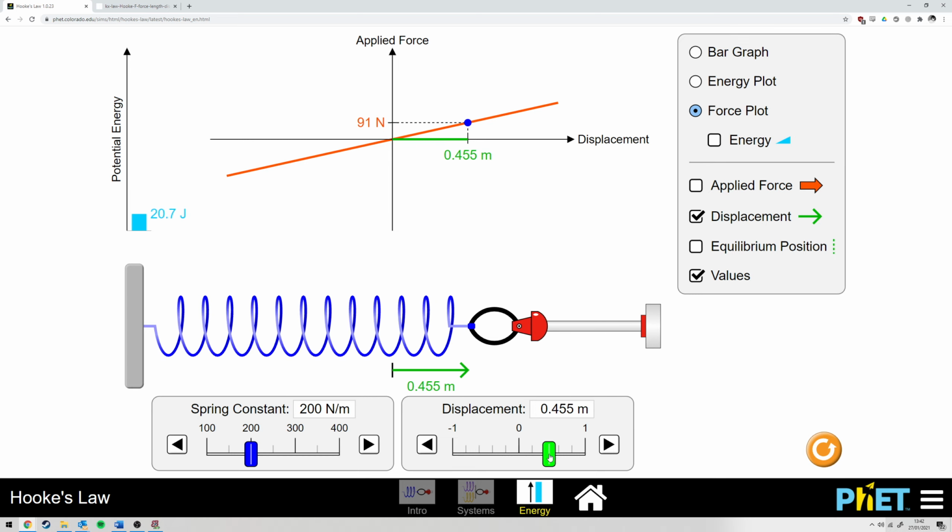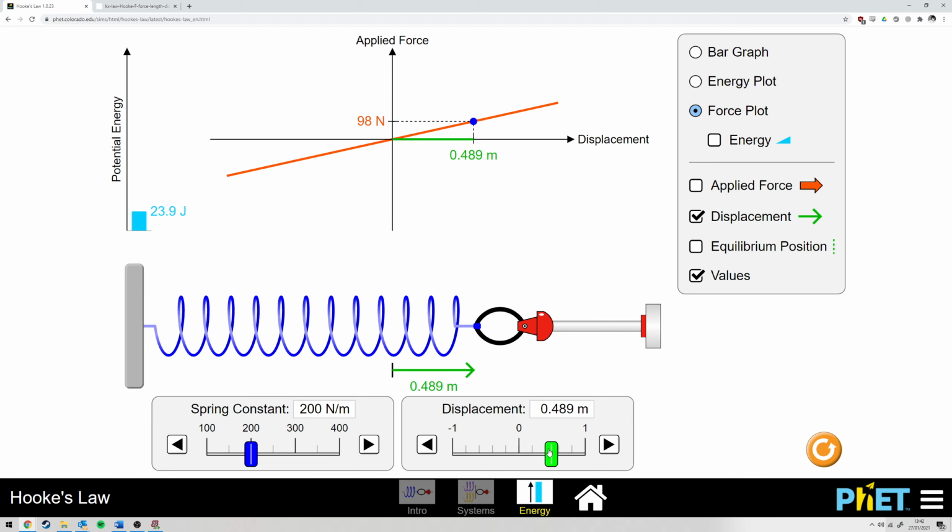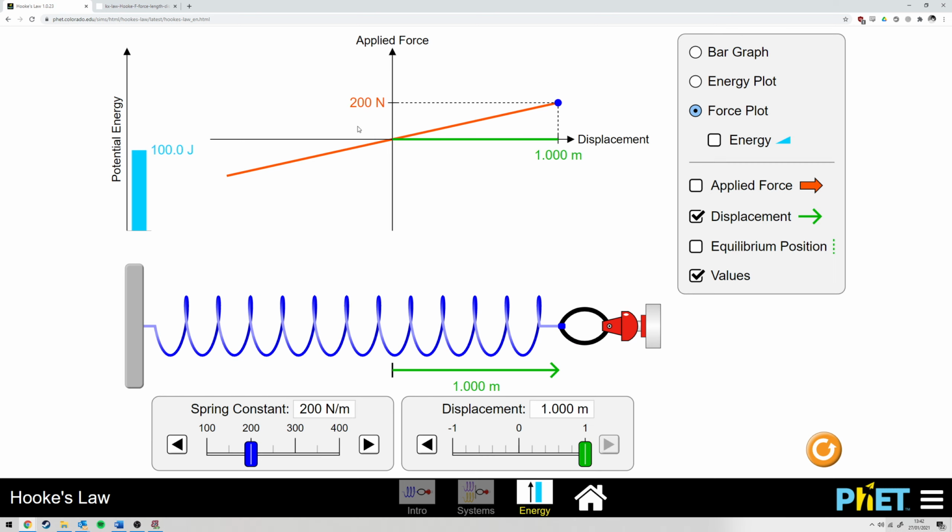So let's say I went to try and get it to 0.5 meters. If I was to double this, the force should double. So if I take it up to 1 meter, this force should read 200 newtons, and it does. Okay, because this is directly proportional.